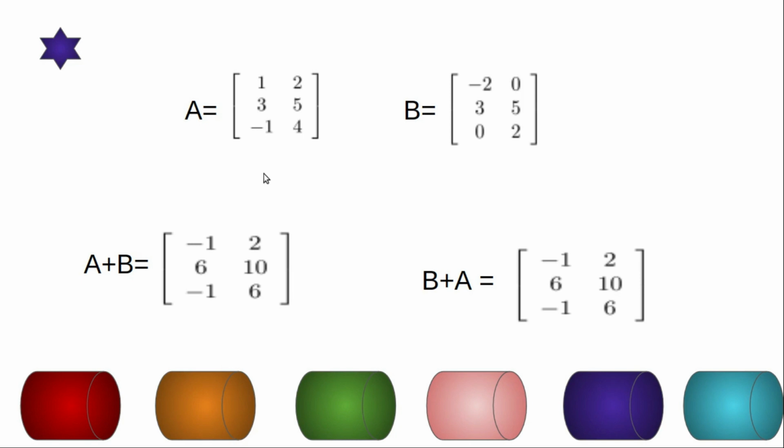Now here we have an example, A and B. There are two matrices A and B. Then find A plus B and B plus A. A is the matrix 1, 2, 3, 5, minus 1, 4. B is minus 2, 0, 3, 5, 0, 2.